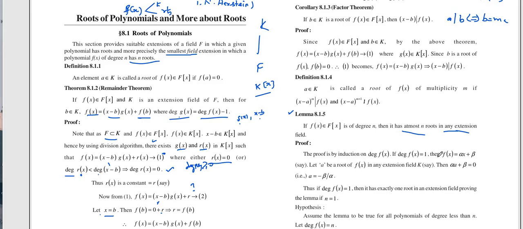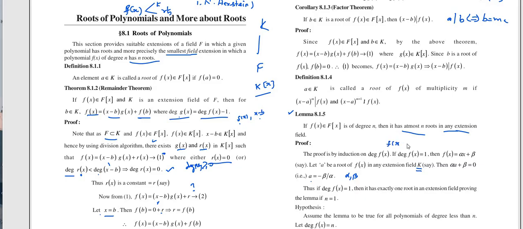If degree of f(x) is 1, then f(x) can be written as alpha x plus beta. Let a be a root of f(x) in any extension field K. See, as such, we know what that K is. So we shall presume that it has a root, say a, in this extension field. Then replacing x by a, we have this. So from here you are getting a to be this, and you notice that both alpha and beta, see, you are considering f(x) to be a polynomial.